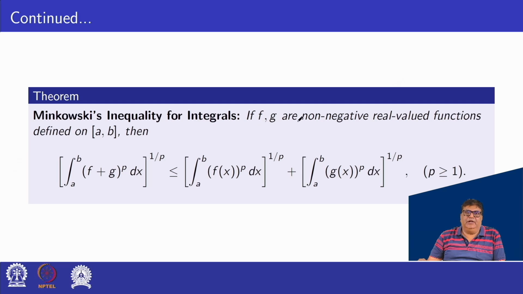If f, g are non-negative real valued functions defined on the closed interval [a, b], then (integral from a to b of (f(x) + g(x))^p dx)^(1/p) is less than or equal to (integral from a to b of (f(x))^p dx)^(1/p) plus (integral from a to b of (g(x))^p dx)^(1/p), for p greater than or equal to 1. This is the Minkowski inequality for integrals.